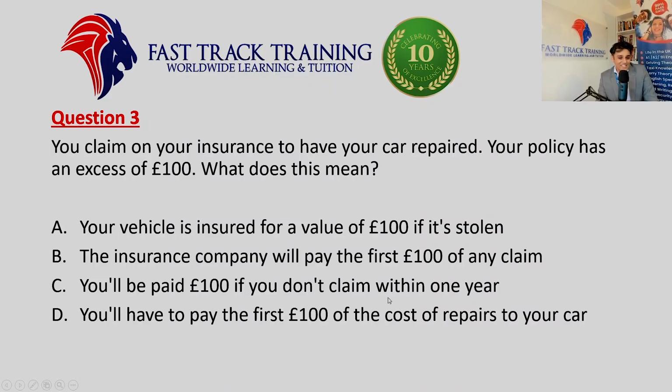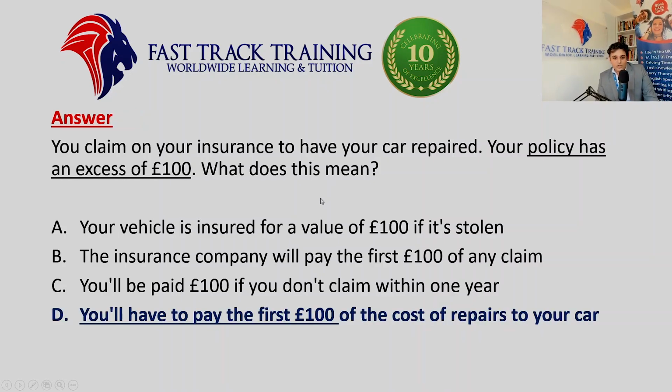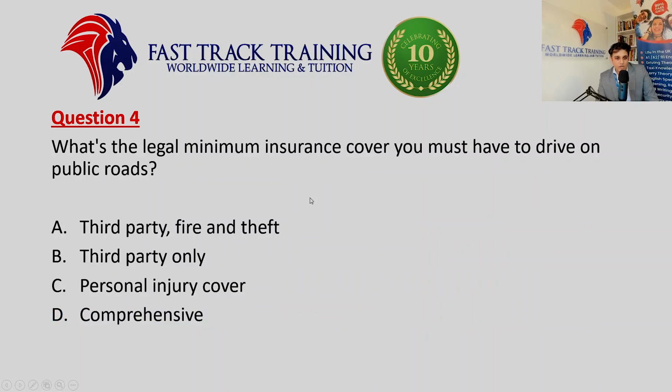You claim on your insurance to have your car repaired. Your policy has an excess of £100. What does this mean? Your vehicle is insured for a value of £100 if it's stolen. The insurance company will pay for the first £100 of any claim. You'll be paid £100 if you don't claim within 1 year. You'll have to pay the first £100 of the cost of repairs to your car. Very good. So you have to pay the first £100 of the cost of repairs to your car. Well done.